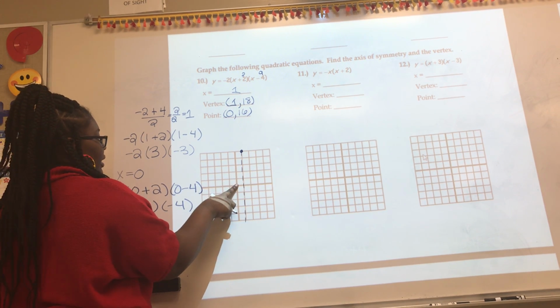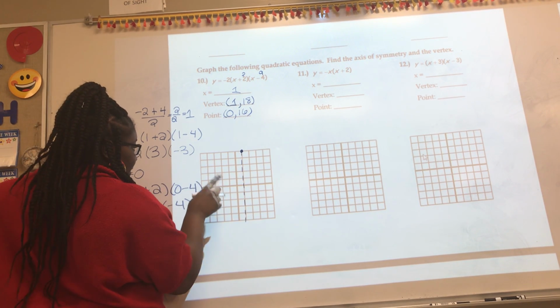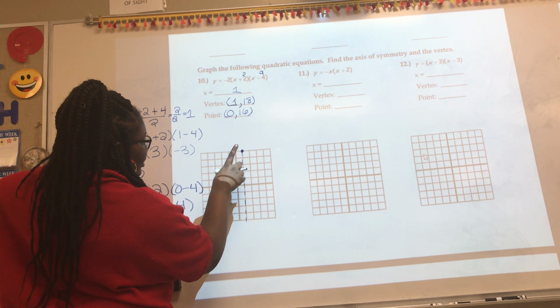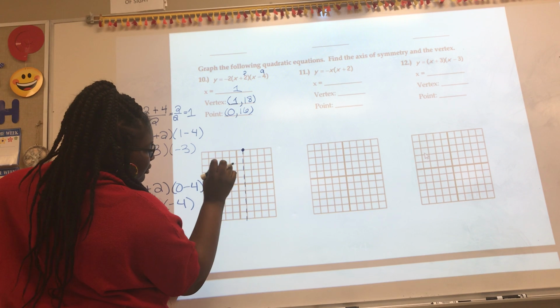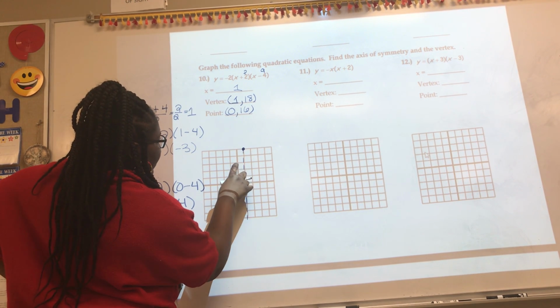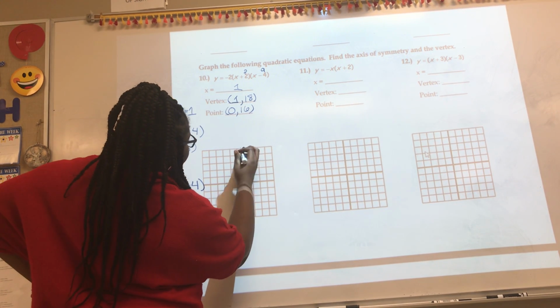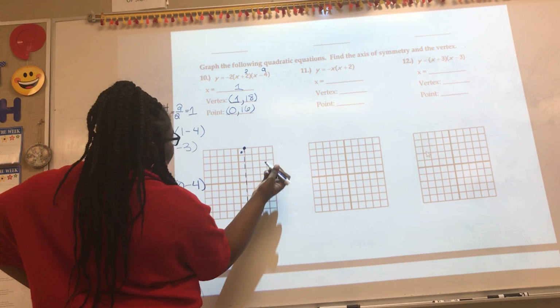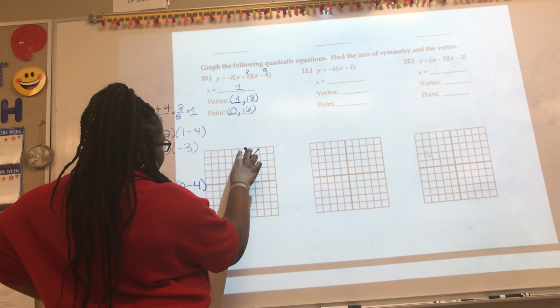Remember, I counted by 3's on my y-axis. So that's 3, 6, 9, 12, and then 16 will probably be somewhere between that 18 and that 12. So I'm going to put a dot there.